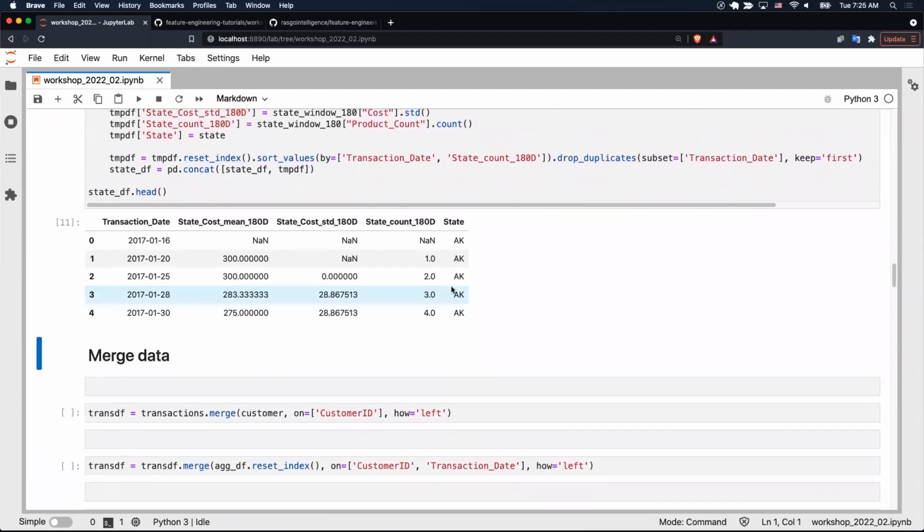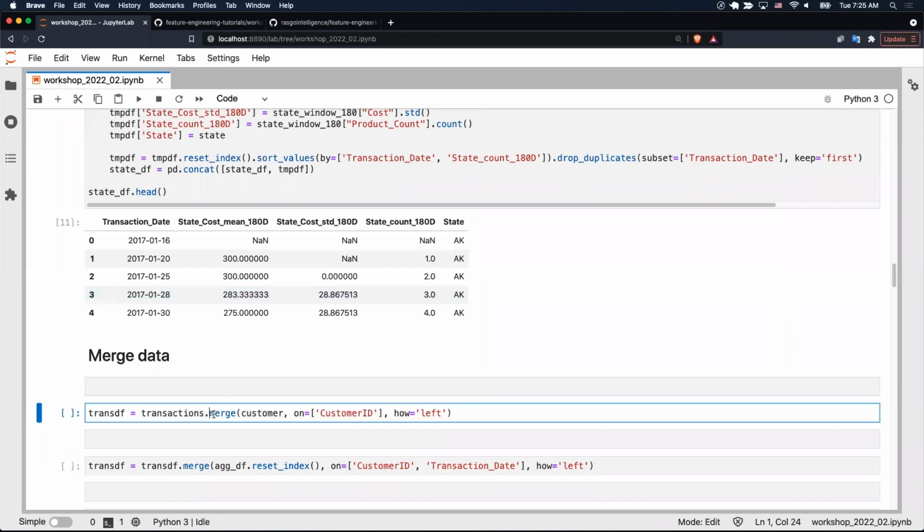Okay, so at this point, we assume we've created rolling window values for the customer for all of their purchases in a prior time period, information about all of the purchases by all of the customers at a product level in the same time periods, and all of the purchases by customers in a given state in the same time window. We need to merge that all back together.